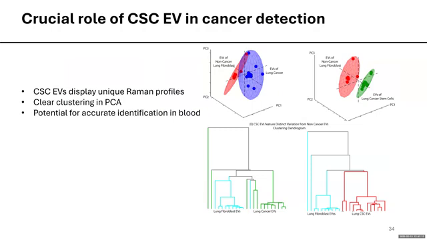What we observed was that cancer stem cell extracellular vesicles show a unique profile as compared to non-cancer extracellular vesicles. With just the cancer cell extracellular vesicles, there is an overlap. In the dendrogram here also, you will see there is an overlap. So we decided to use cancer stem cell extracellular vesicles as our biomarker.